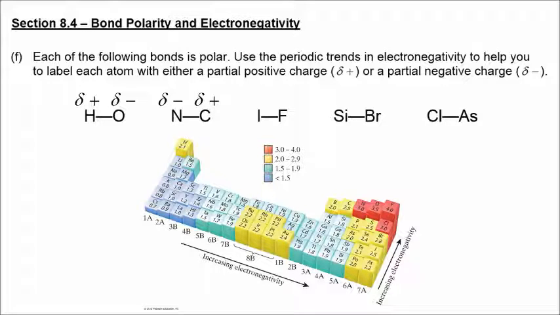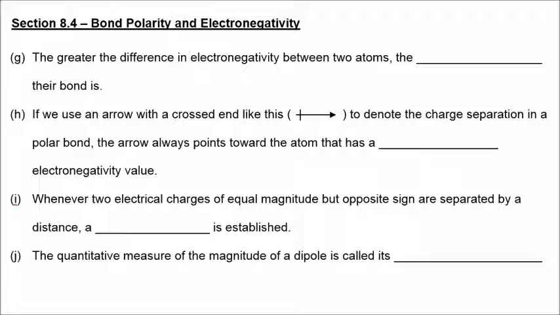Comparing iodine and fluorine, electronegativity decreases from top to bottom down a group, so fluorine gets the partial negative charge in that bond. And with silicon and bromine, bromine is several groups over, further to the right. It is more electronegative than silicon. And then finally, comparing arsenic and chlorine, chlorine is closer to the top right corner of the periodic table, so it gets the partial negative charge. It is more electronegative. The greater the difference in electronegativity between two atoms, the more polar their bond is.